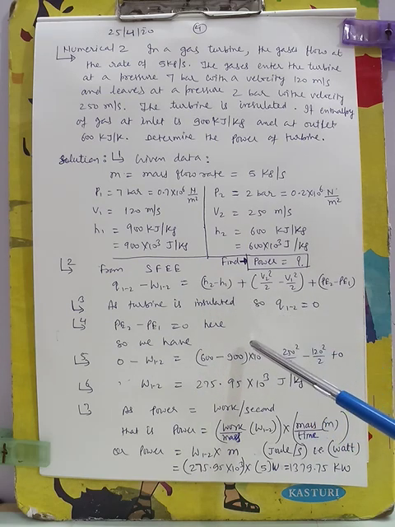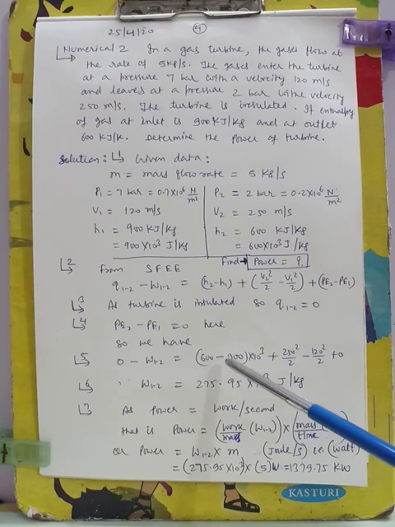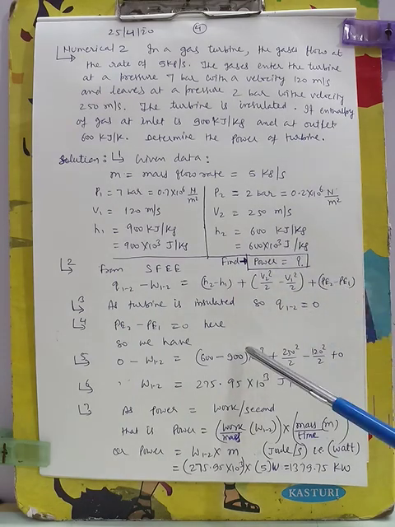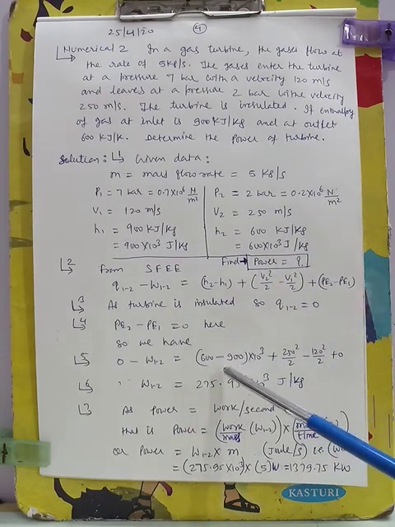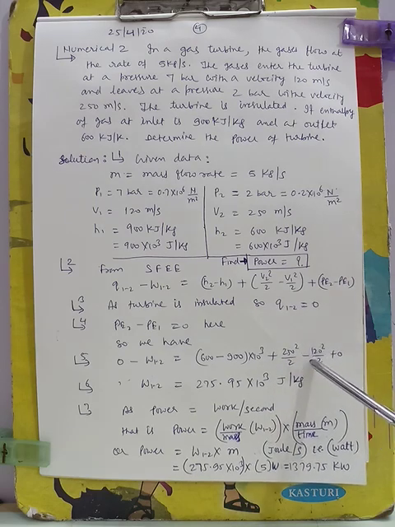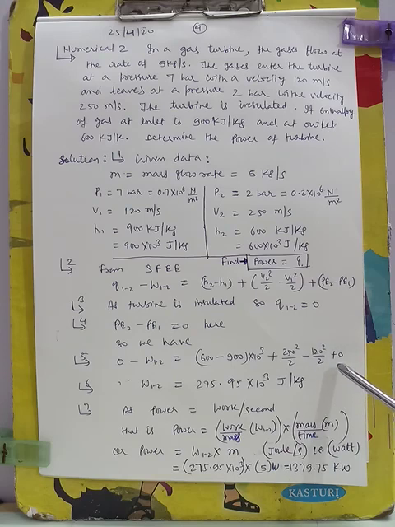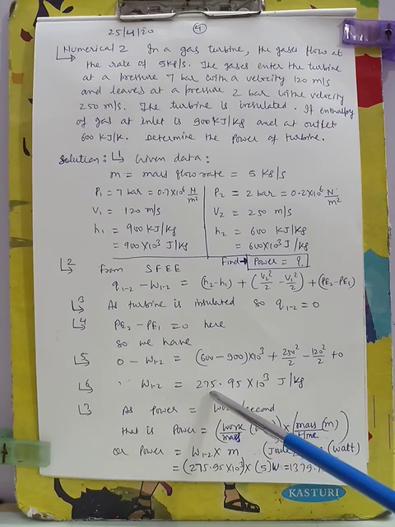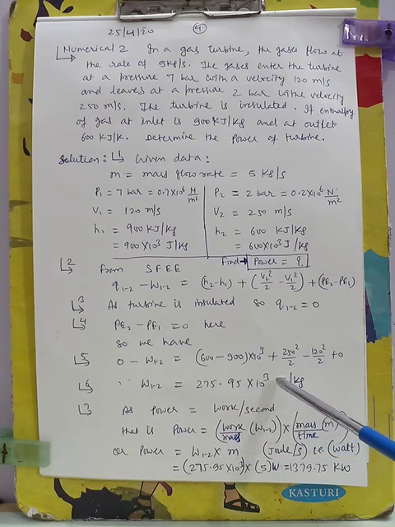H2 minus H1. I have directly subtracted this by taking out the common 10 to the power 3, because 10 to the power 3 is here and 10 to the power 3 here. So 600 minus 900, taking the common term out, into 10 to the power 3, plus the change in kinetic energy. V2 is given as 250, so 250 square by 2 minus V1, which is given as 120, so 120 square by 2, plus 0. This is the change in potential energy, 0. By solving this equation, we will get the work done by the turbine equal to 275.95 into 10 to the power 3 joule per kg.